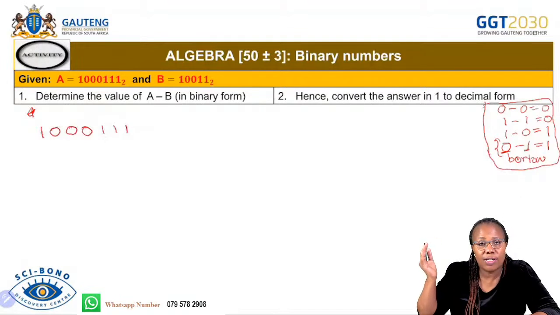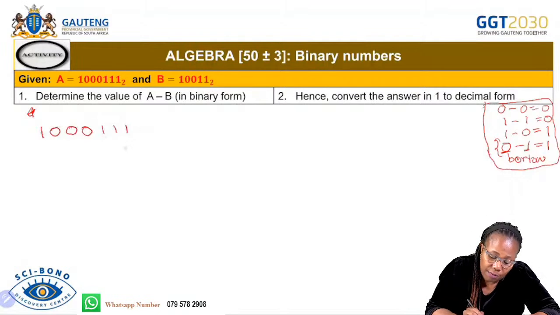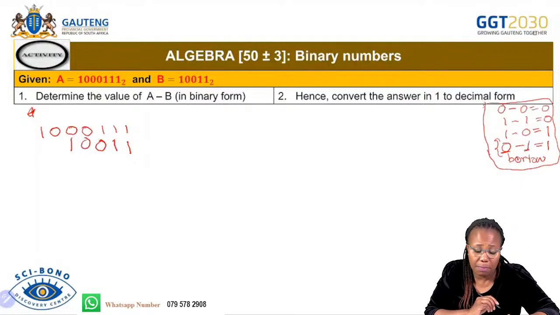Let's start noting the value from the right. We have 1, 1, check. It must be underneath each other like that, 0, 0. And then the last one is a 1. That is your 1, 0, 0, 1, 1 binary.